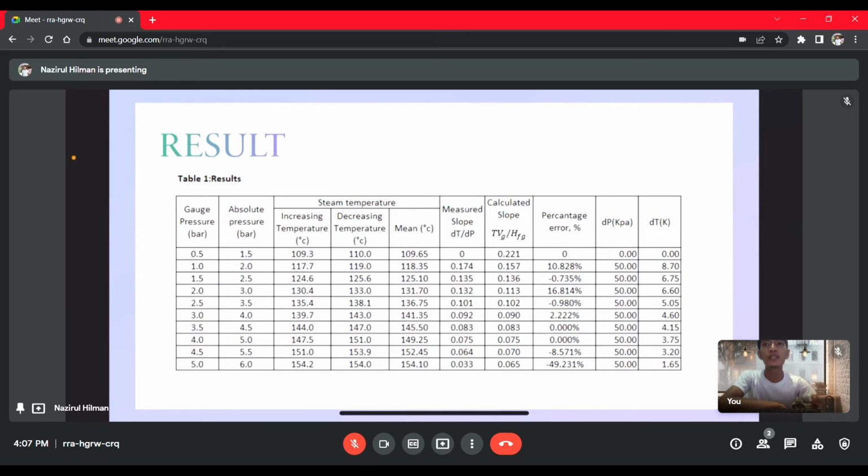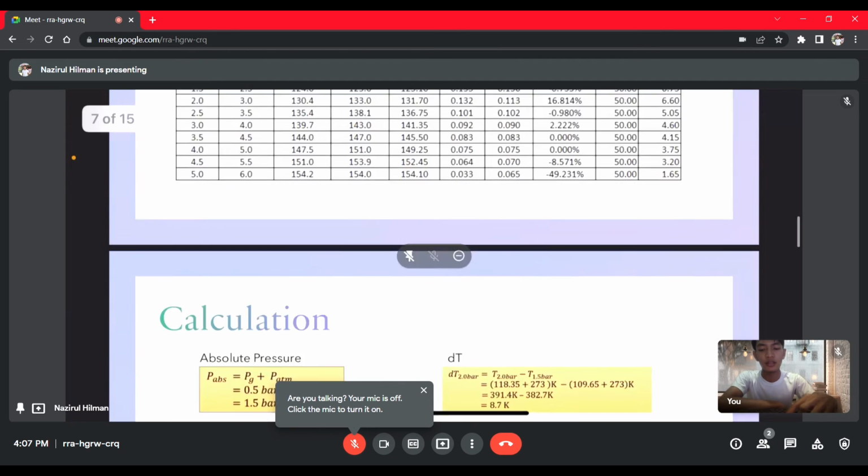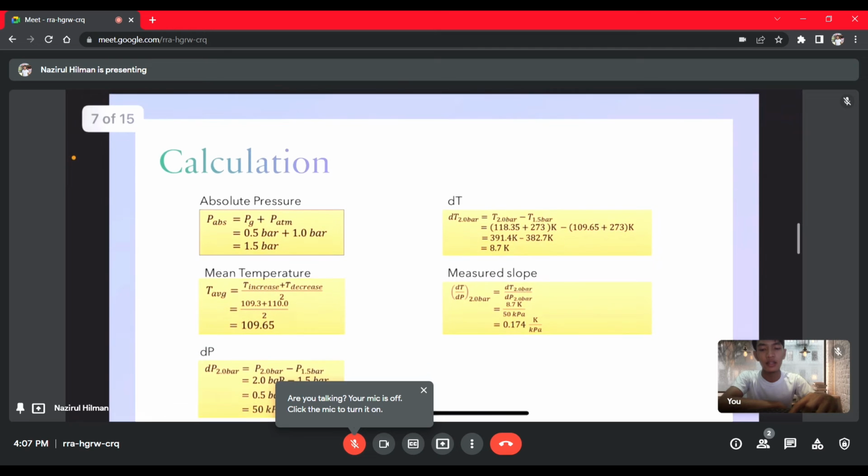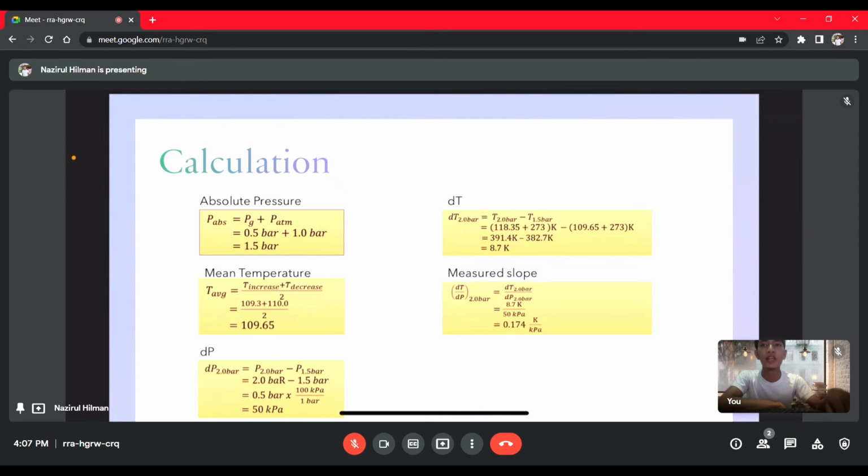Okay, I will present about the result. This is the data from the experiment and some data we obtained from the calculation. Next is the calculation. For the calculation part, we have some examples for calculation about absolute pressure, mean temperature, dP, dt, and measured slope.